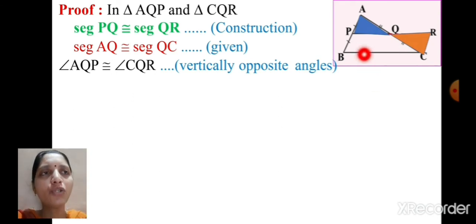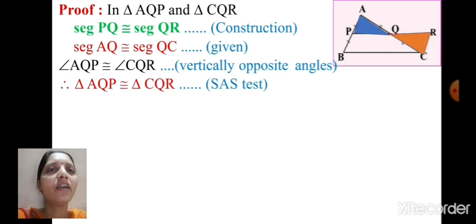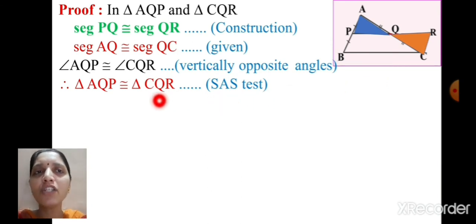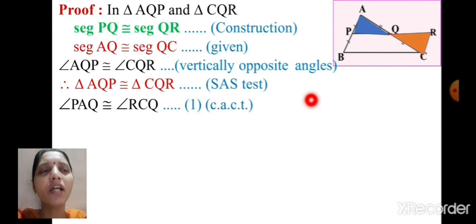So here two corresponding sides and one corresponding angle included between them is congruent. So you can write here triangle AQP is congruent to triangle CQR by which test? Yes, by side angle side test. Now if these two triangles are congruent, then their corresponding components are also congruent. That means angle PAQ is congruent to angle RCQ. Yes. Write this equation as equation 1 and reason you will write as corresponding angles of congruent triangles.